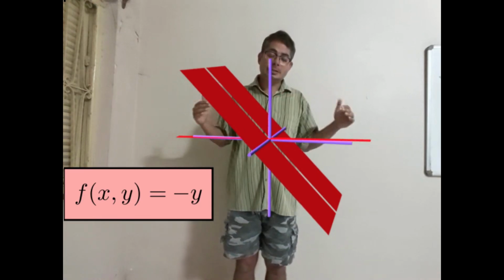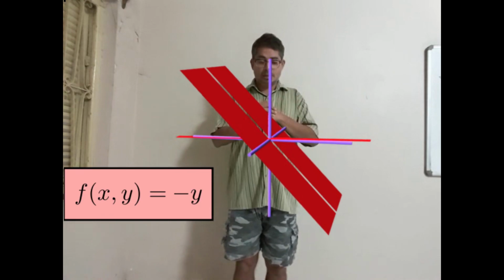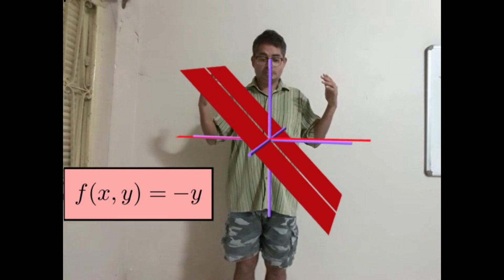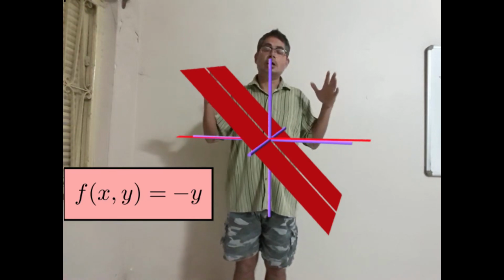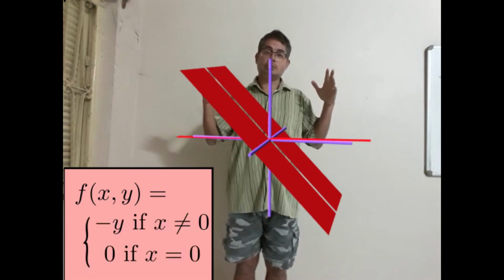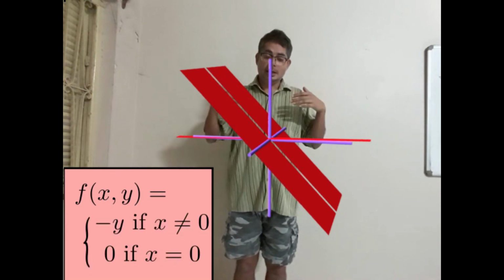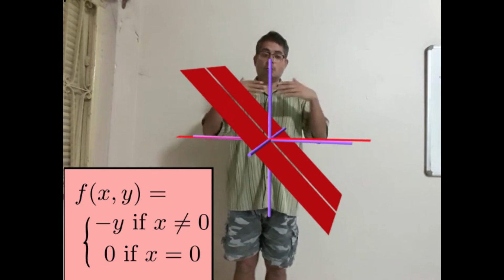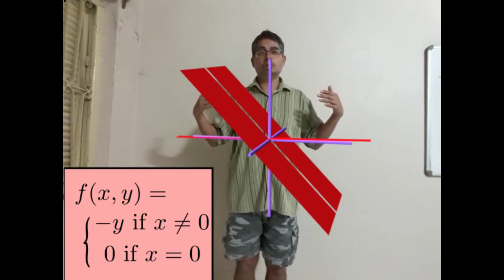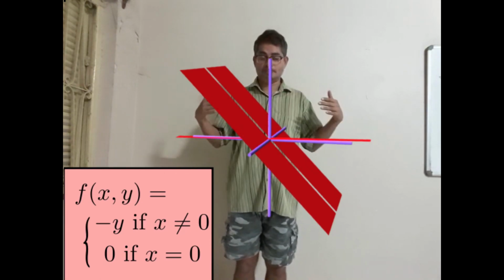When I look at this surface, let's just understand what's the equation of this surface. This is the same as the last thing. So f(x,y) still remains minus y everywhere else except on the y-axis, which is when x equal to 0. When x equal to 0, I have deliberately made it equal to 0.